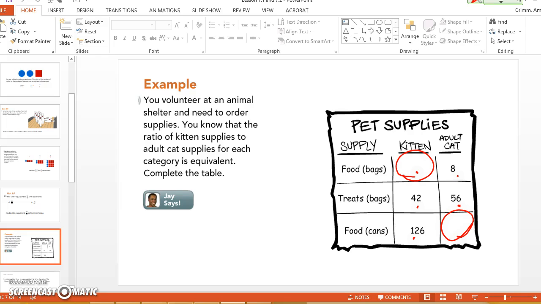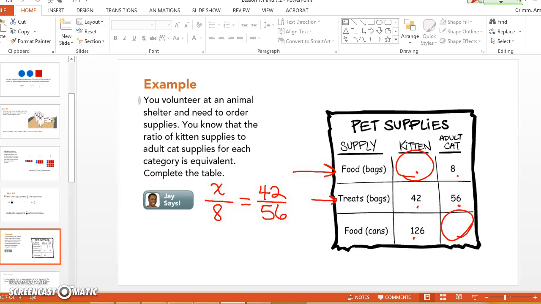So here's what we're going to do. We're going to set up the food as a ratio. So we're going to say x/8. And then the one I know is the treats. So the treats I could set up as 42/56. Does that make sense? Okay, and then how did I show you to solve this? 8 times 42 and then divided by 6. Okay, so you can use Dylan's method or my method, whichever method you want.